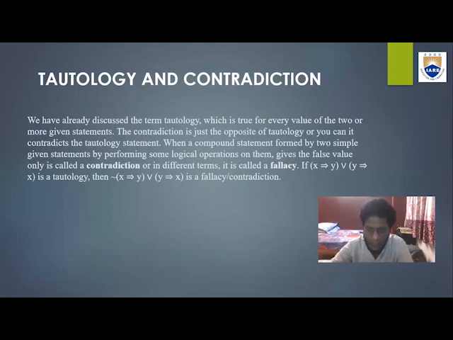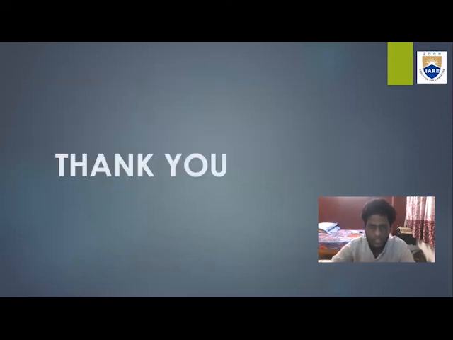Now, if x implies y or y implies x is a tautology, then the negation of the whole statement will be a contradiction. If a given statement is true, the negation of that will be false, which means it's a contradiction. So negation converts a statement from tautology to contradiction. The main thing to be remembered is that tautology means all the final answers in the table will be true, and contradiction means all the values will be false. This is all about tautology. Thank you.